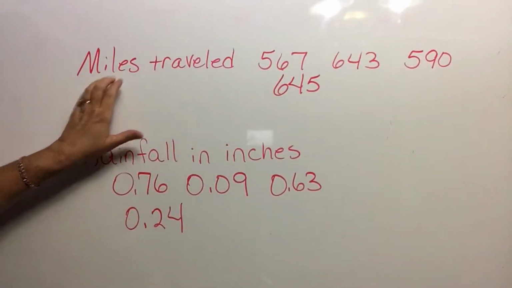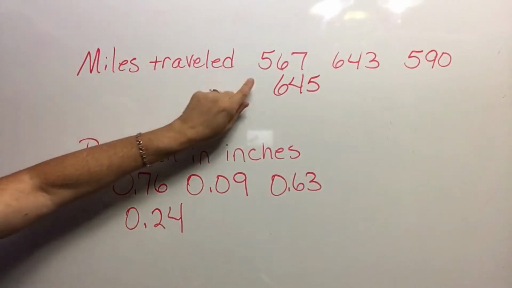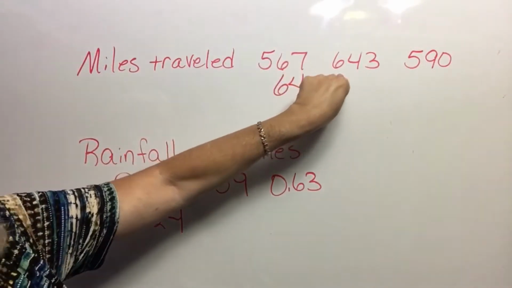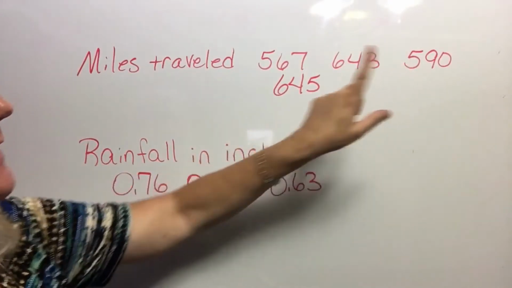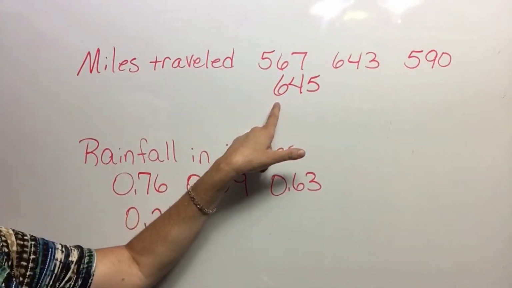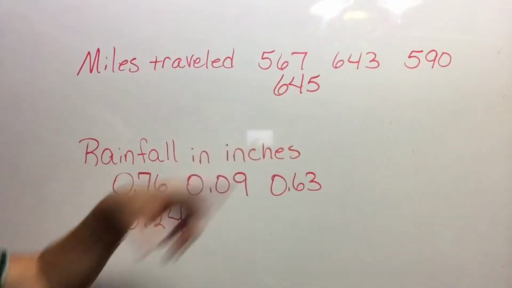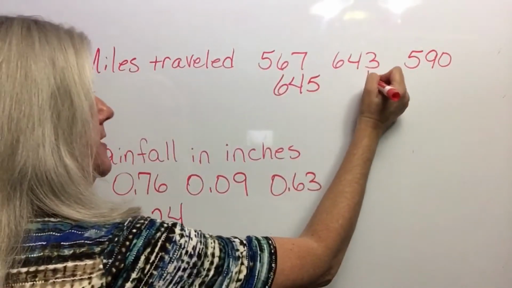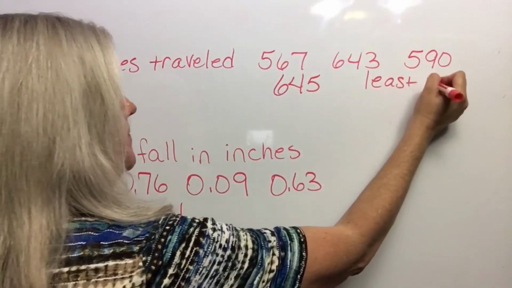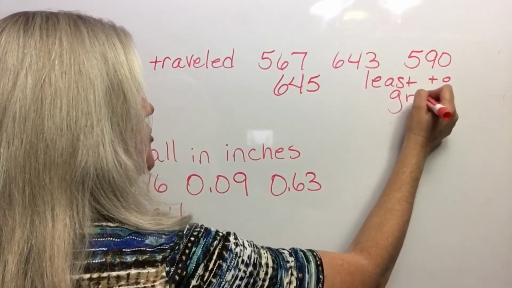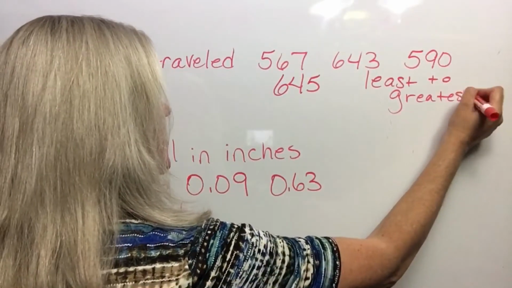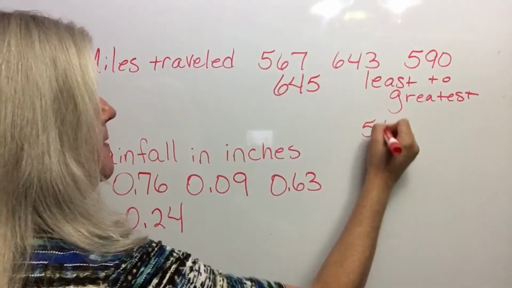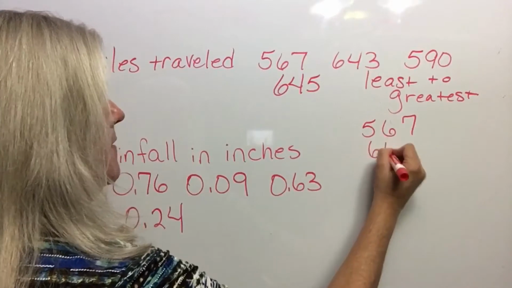And this says miles traveled. So I've traveled 567 miles, then 643, then 590, then 645. And I want to put these in order from least to greatest. Well, we're changing it now. Always read your instructions. I want to go from least to greatest, so I want the smallest number. The first thing I'm going to do is line them up so that I can compare them.